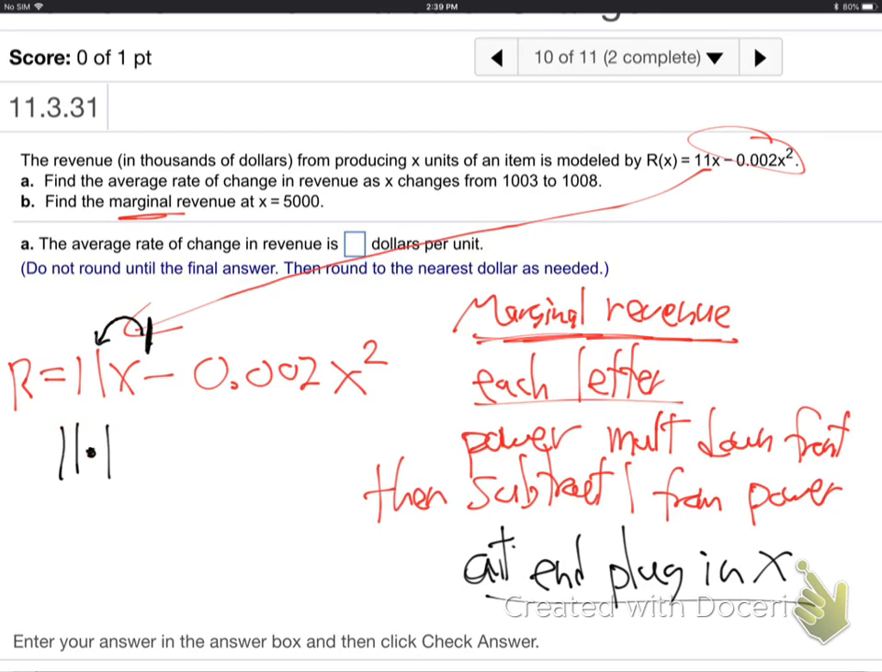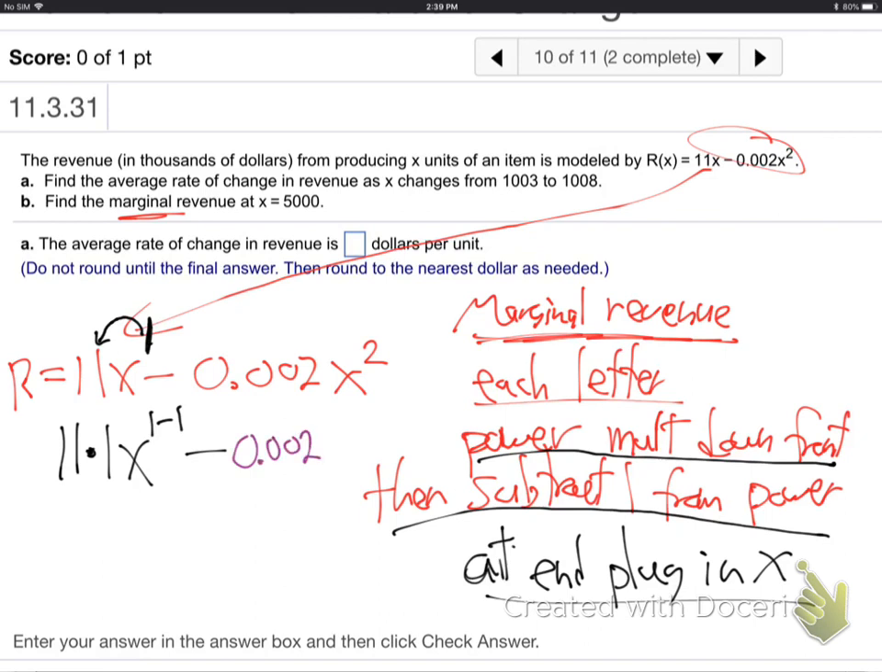You with me? So here's the rule. The power multiplies down to the front. Then you subtract 1 from the power. So it becomes x to the 1 minus 1, which is 0. Minus, tracking with me, take the 0.002. What am I going to do with the power 2 here? Same thing, bring it down to the front, multiply. And what do you do to the power? Subtract 1 from it. That's how you do a derivative, shortcut style in calculus. Yesterday you probably did 1,000 of these, huh? At least 500.